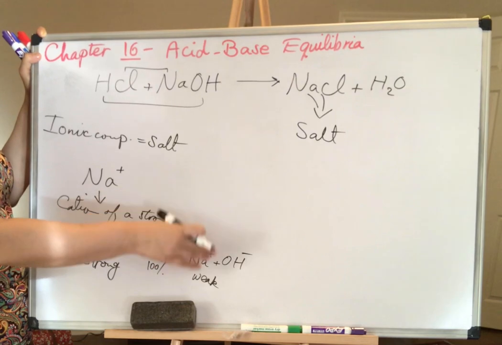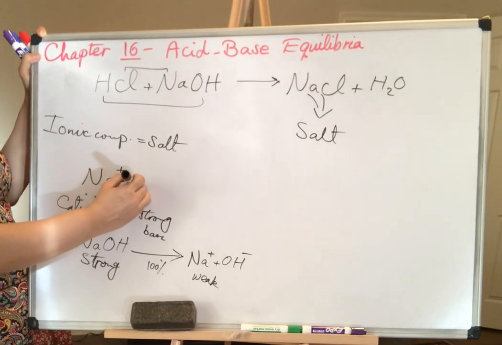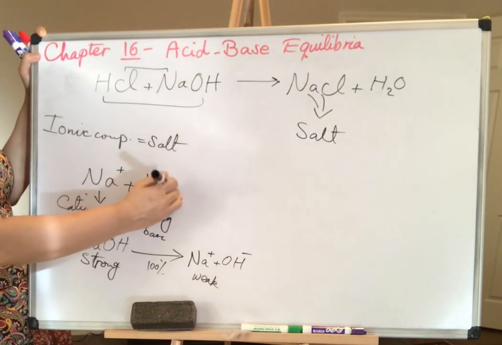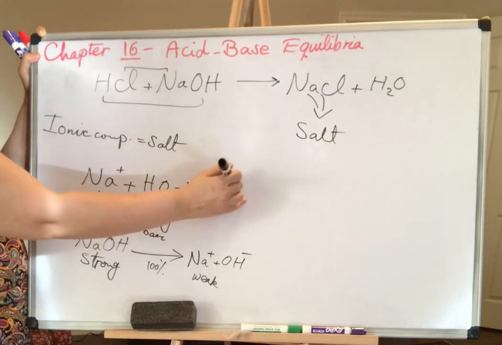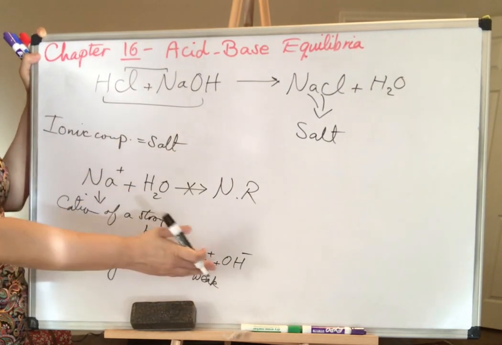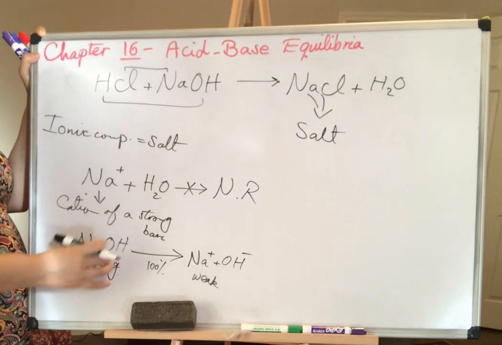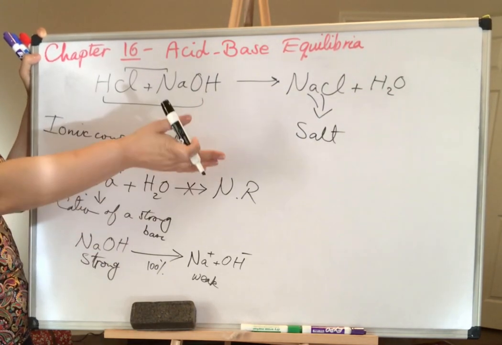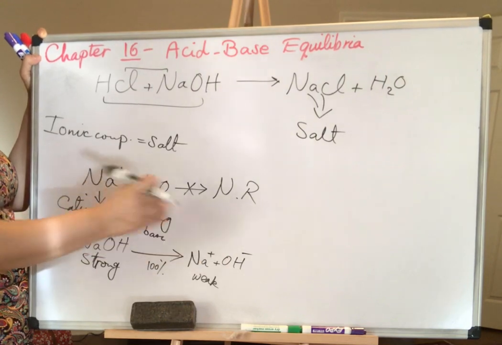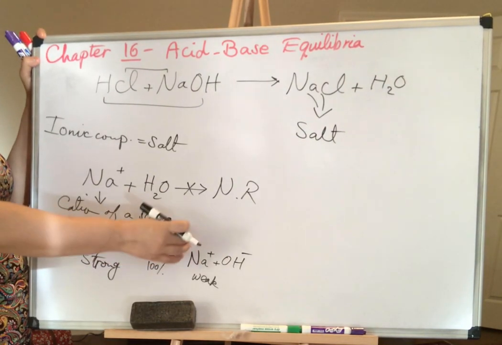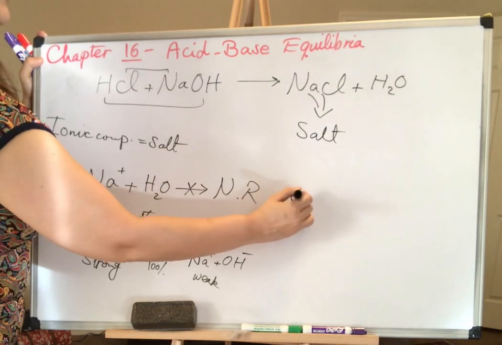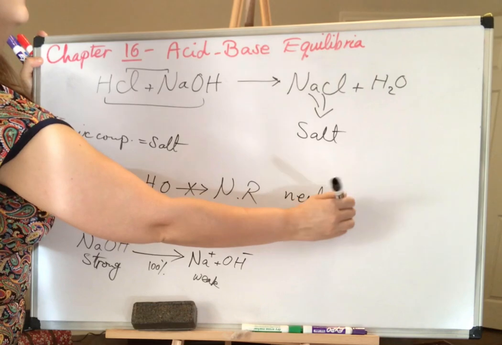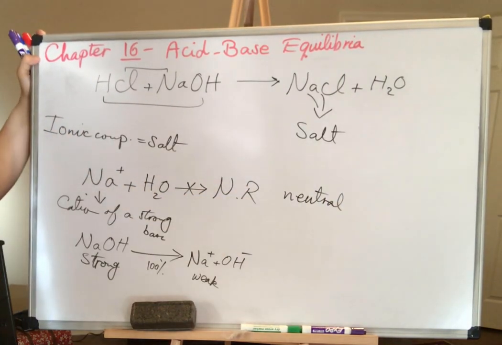So this cation, sodium cation, is so weak that when you add the ion to water, nothing is going to happen, because by adding NaOH to water, everything will ionize to Na and OH. But Na is so weak that it cannot form anything. So the solution will remain neutral.